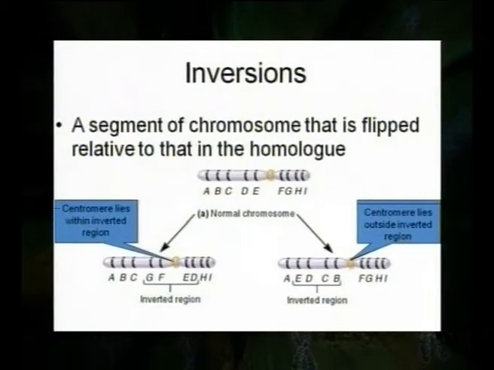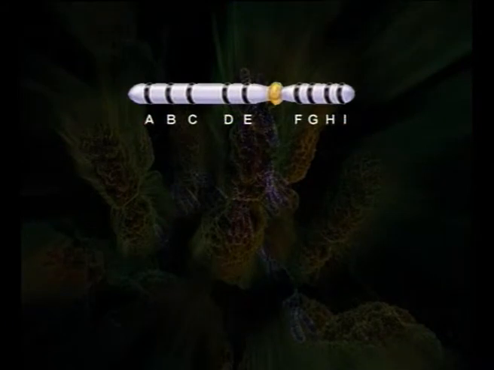Let us take this example. We have a chromosome with the order of genes A, B, C, D, E, F, G, H and I. The centromere in this chromosome is present between E and F.